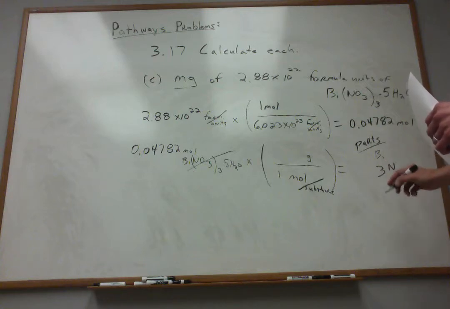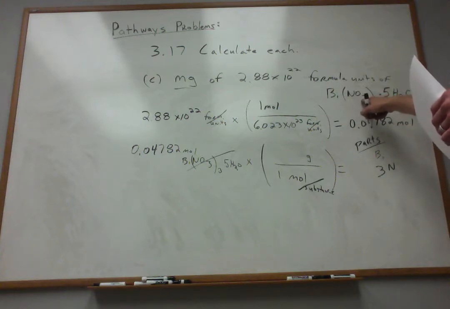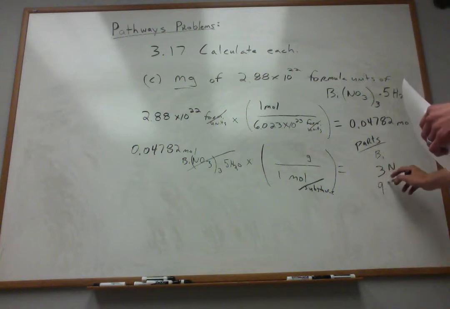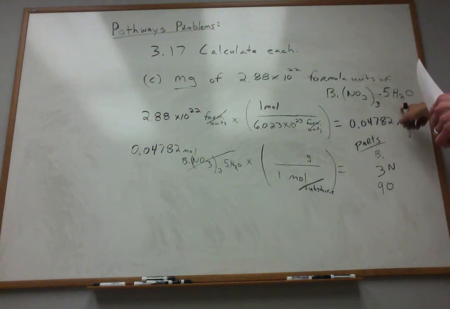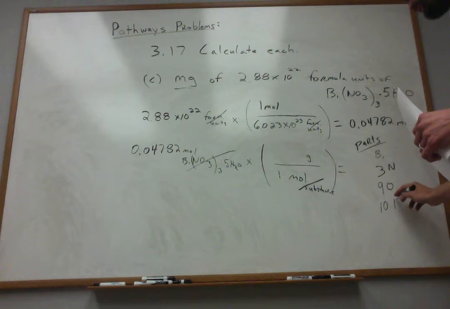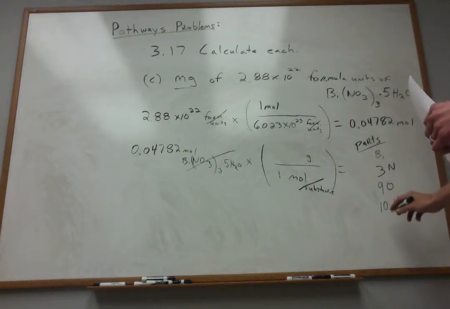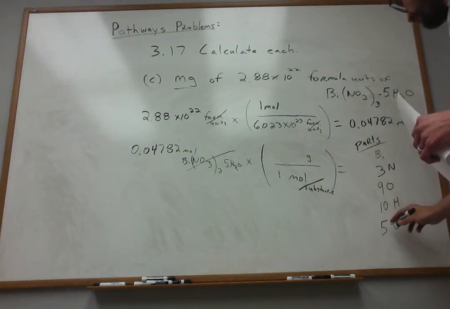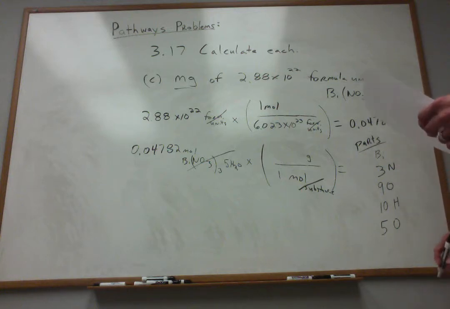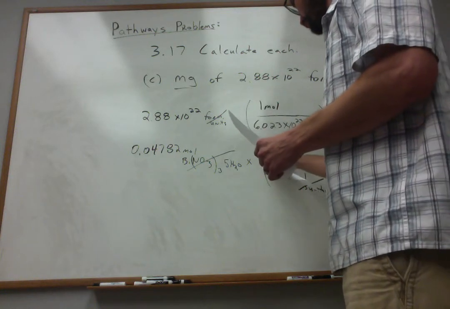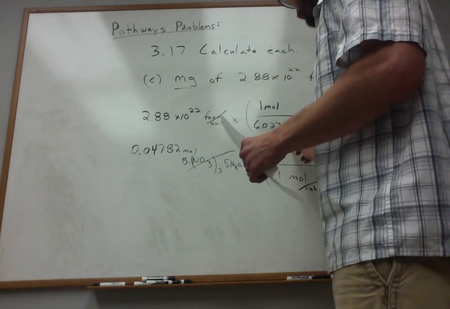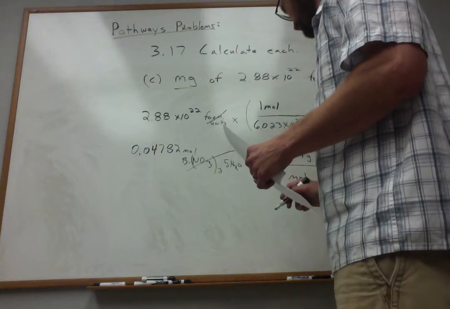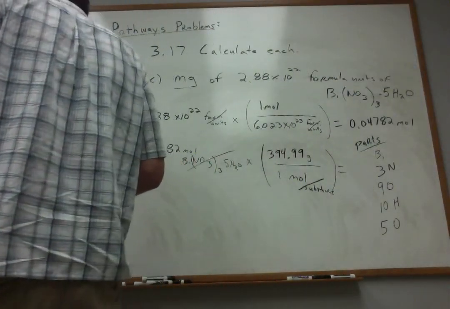So 3 times nitrogen's number on the periodic table. What about the oxygen here? Well, I've got at least 9 oxygens from here in the multiplication 3 times 3. All right, now let's consider over here the water. Looks like I've got 10 hydrogen, and I've also got 5 additional oxygen. Okay, so I've got to add all of those parts together from the periodic table, and when I do, I find that I get 394.99 grams per mole of this substance.